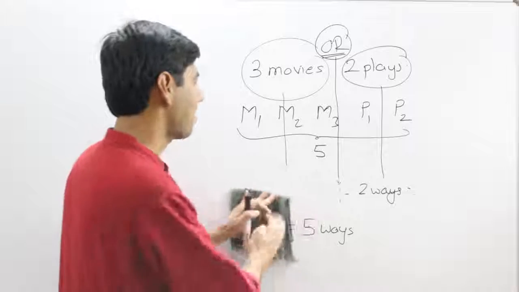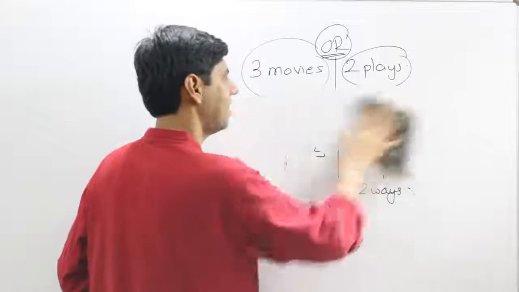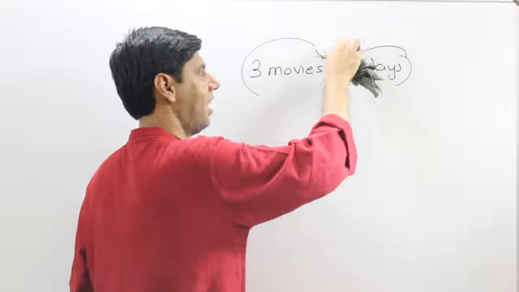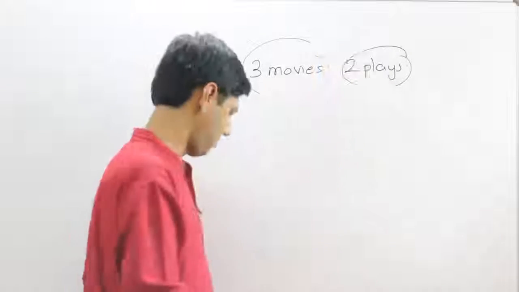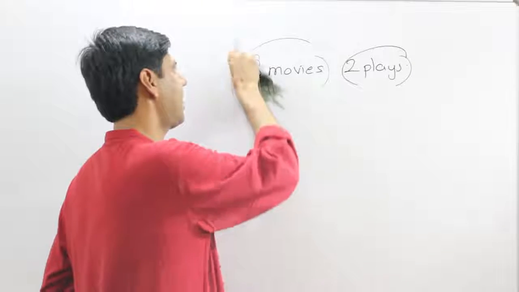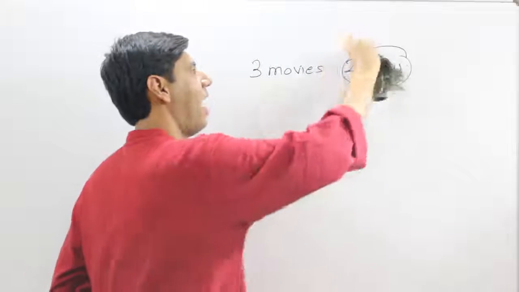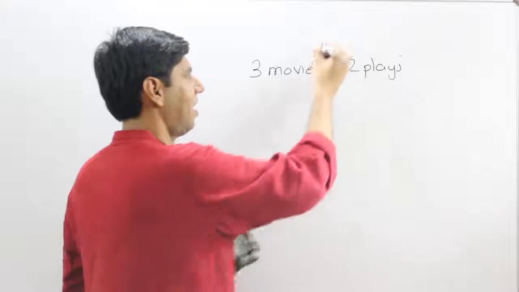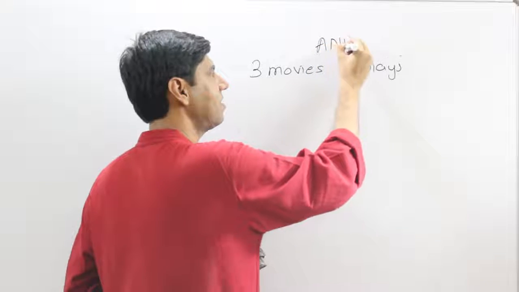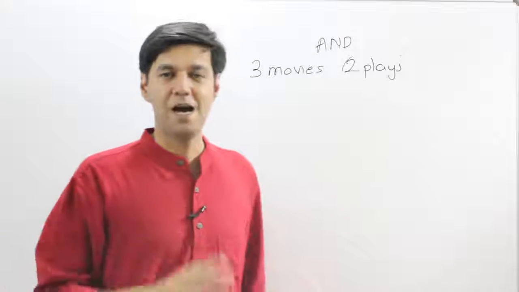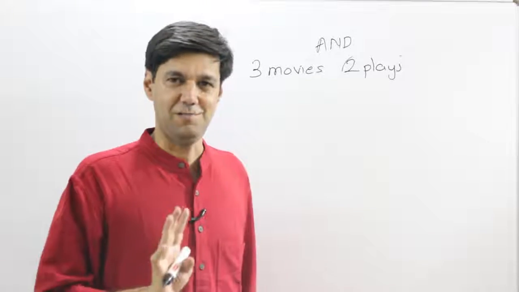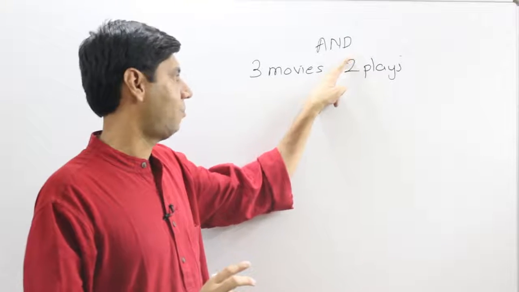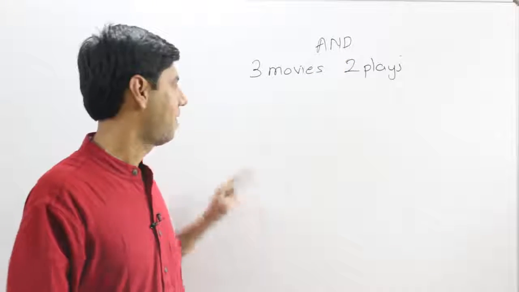So let's say, same situation, there are 3 movies and there are 2 plays. However, this time I want to watch a movie as well as a play, that is and a play. Right? So now, obviously this means I'm going to watch 2 shows, one after the other or whichever way. So I'm going to watch 2 different shows. So in how many ways can I now entertain myself?